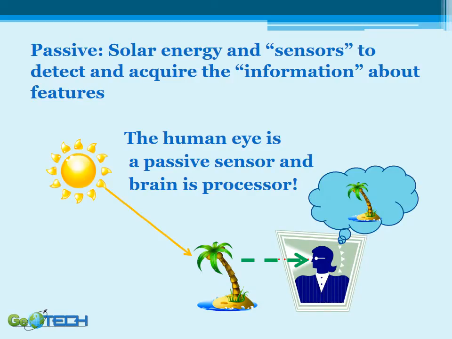For passive solar energy, there are sensors to detect that information about features. Well, our human eye is really a passive remote sensor. The sun is illuminating an object, the energy from that object is being reflected, and the sensors in our eyes collect that information. Our brain is the computer processor, and it creates the image that we see.